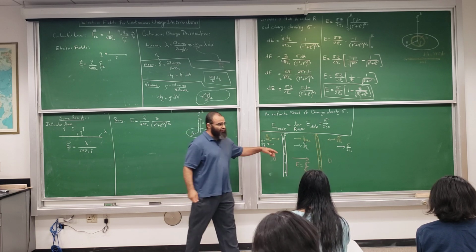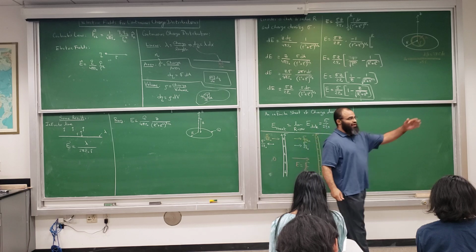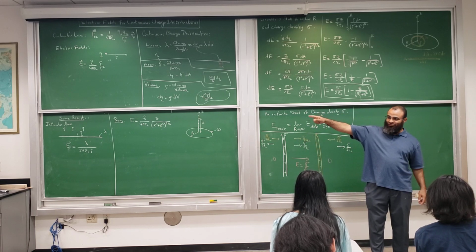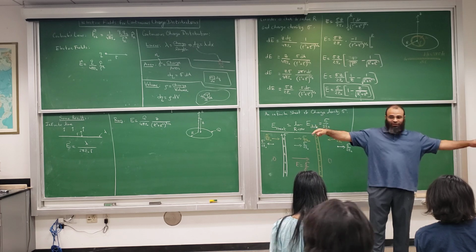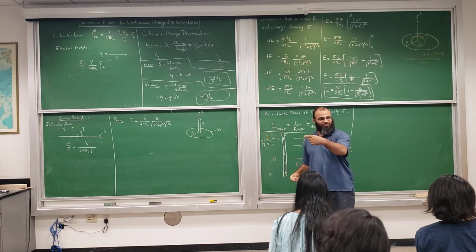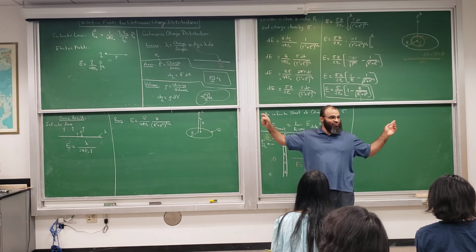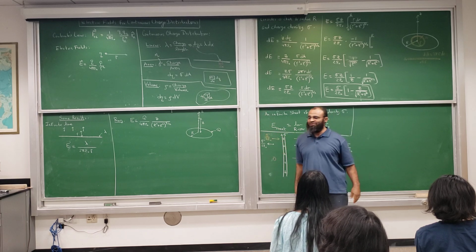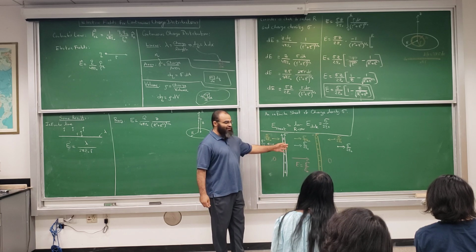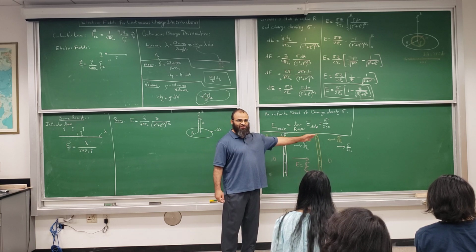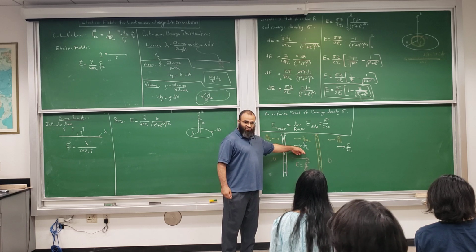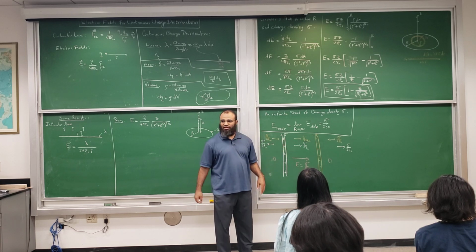Just to put it in context of this class, imagine this wall is positive and infinite, and that wall is negative and infinite. The electric field inside the classroom is this way, and outside the classroom it will be zero. So when you have two infinite sheets, one plus and one minus, there is an electric field between them, but zero outside.